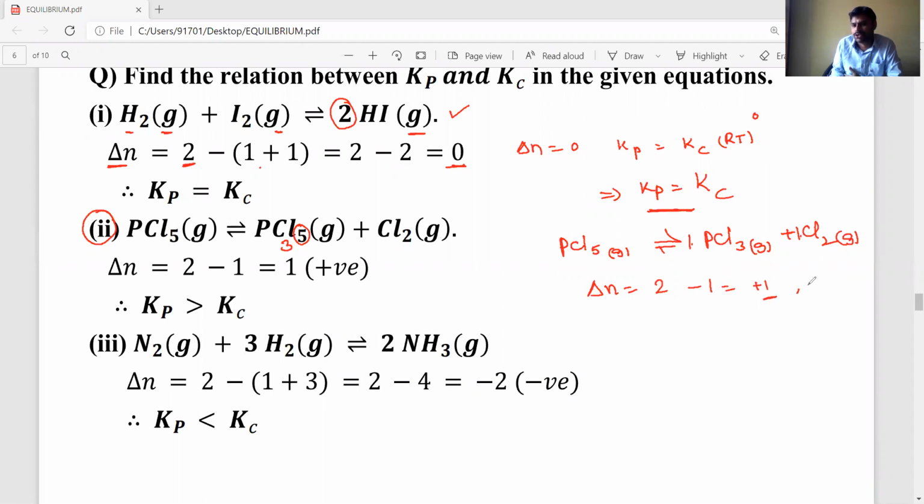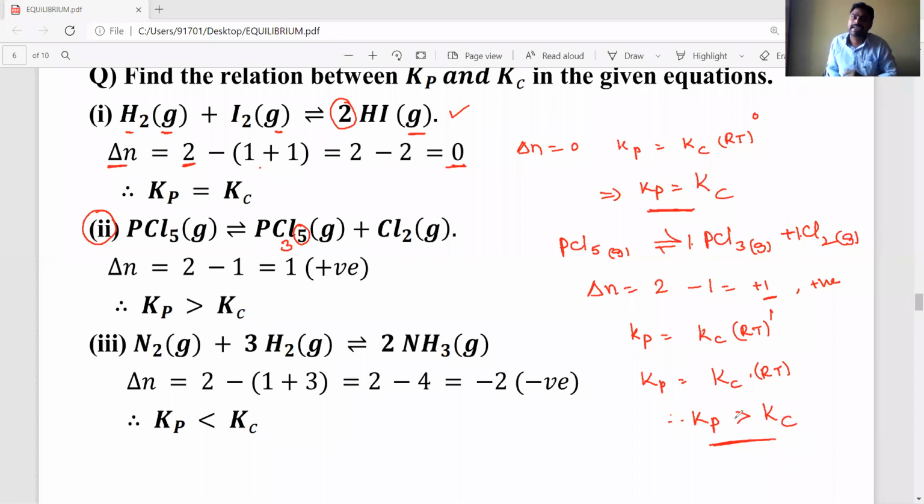Delta n is positive, which means, as I already said, Kp value is more. The formula is Kp is equal to Kc into RT whole to the power of 1, so Kp is the product of Kc into RT. Okay, students, therefore Kp is more than Kc. Kp value is always more than Kc when delta n is positive. Let's see the third example.